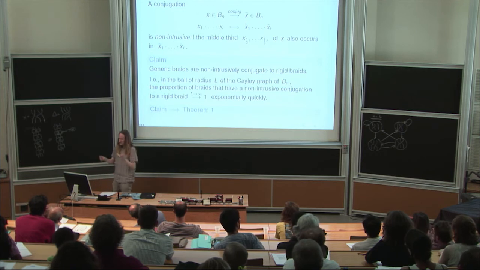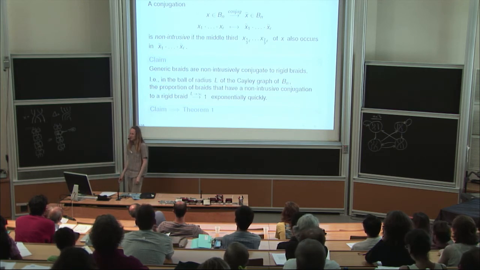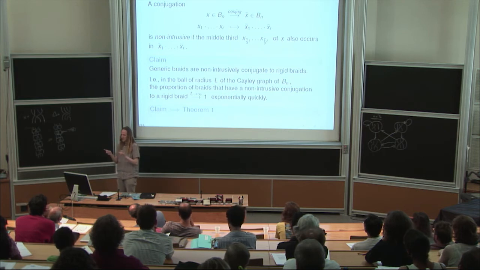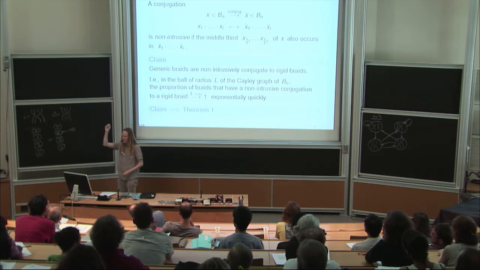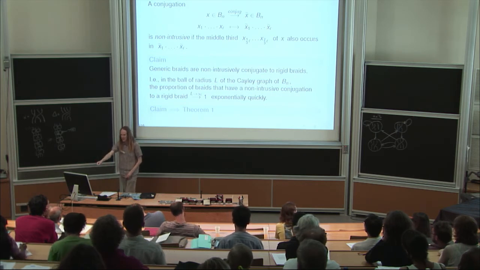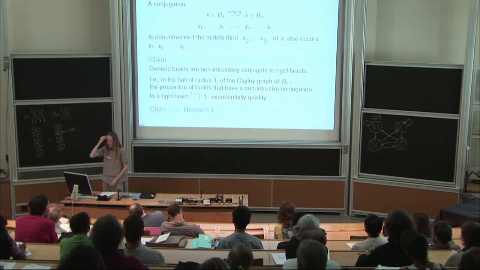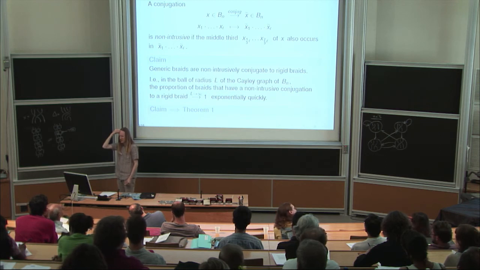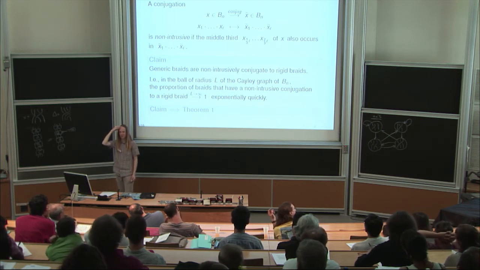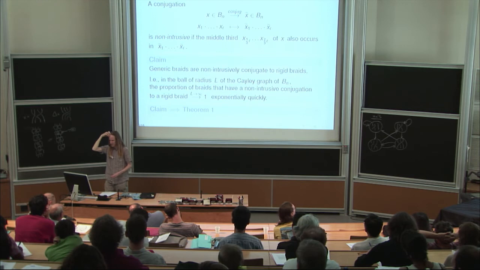Now the claim is that generic braids are non-intrusively conjugate to rigid braids. That is, if I take some random element from the ball of radius L in the Cayley graph, then the proportion of braids that have some non-intrusive conjugation to some rigid braid tends to 1 exponentially quickly, actually.